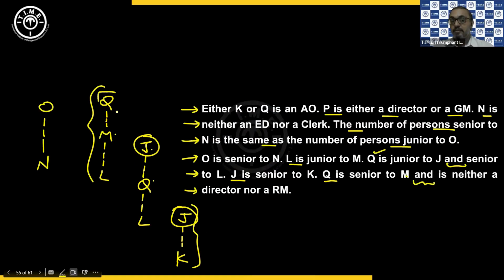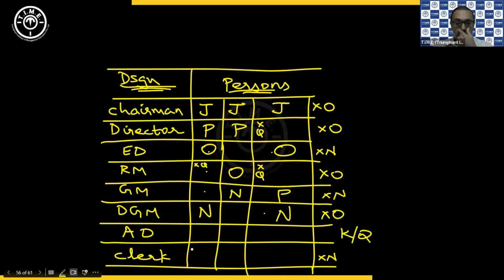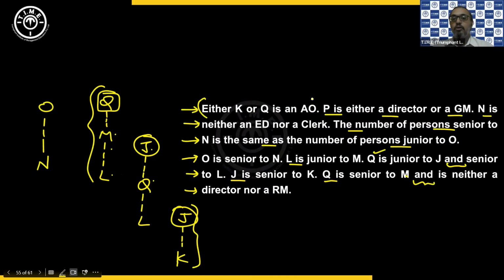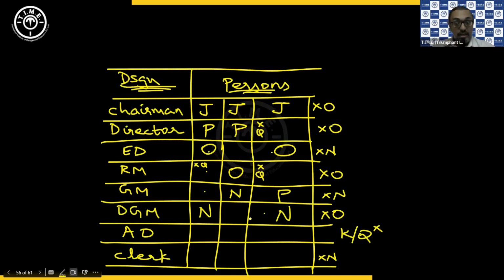Then look at Q next. Now Q is above M and L. Correct? So if Q has to be above M and L, now where can I put K? If Q has to be above M and L, then definitely Q is ruled out as AO, because in the first condition, either K or Q is AO. Since Q is above 2 different people, Q can never be AO. So who has to be? K has to be given as AO. So in all the 3 cases, I can fix K here.